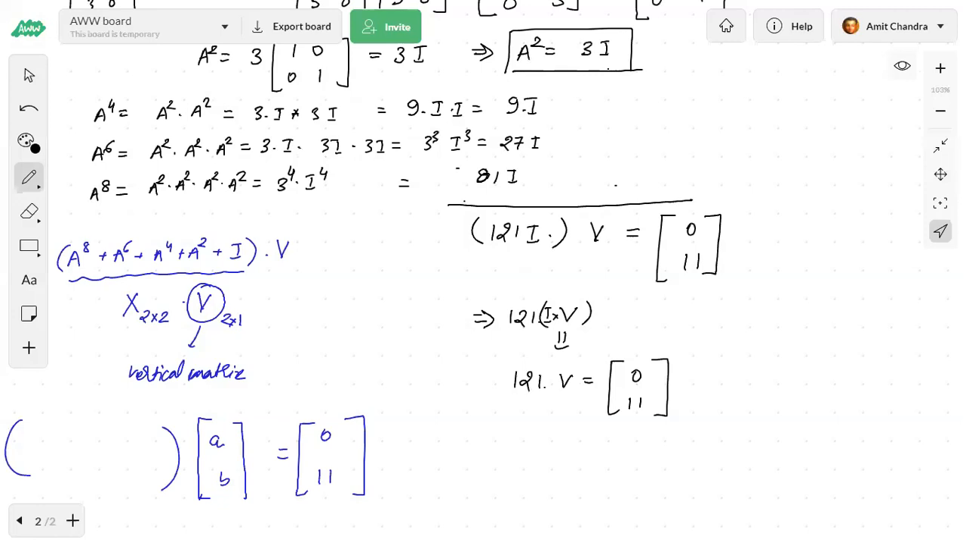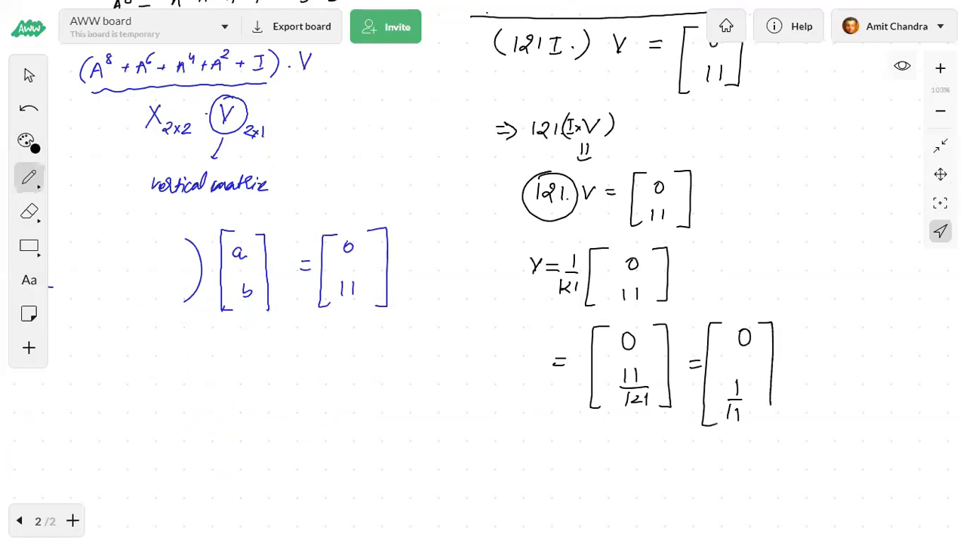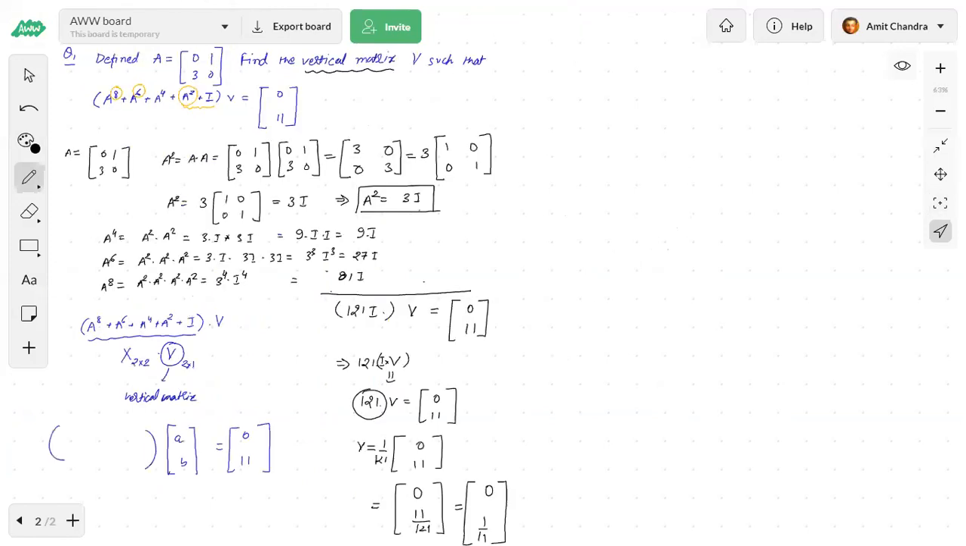Now that means this scalar value I can cross multiply. So V is equal to 1 by 121 times 0, 11, right? So V is equal to the matrix 0, 11 divided by 121. So V will be nothing but 0 and 1 by 11. Understood everyone? Fine, just copy this.